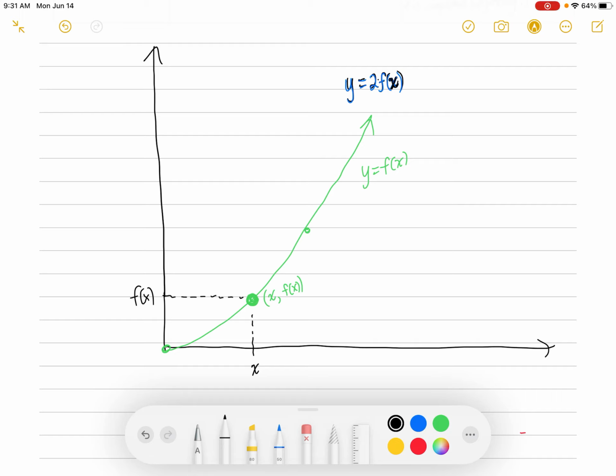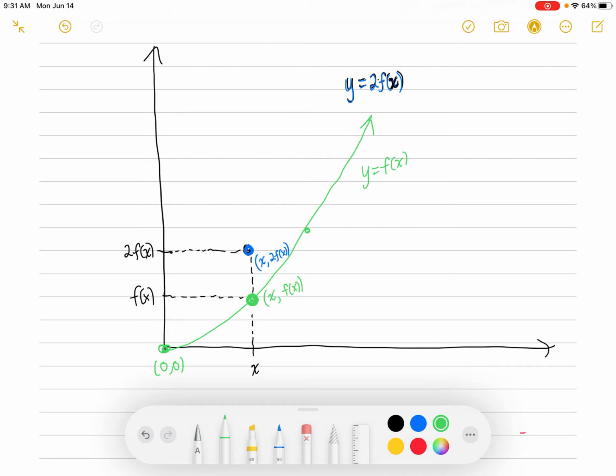So the input's still x, right? You still plug in x, but the output is now twice f of x, right? Our y value is now twice f of x. So if you doubled f of x, that would be like right here. This would be double f of x. So my input is x, my output is double f of x, 2 times f of x. So this would be my blue point right here. So I'll write it this way. The input is x, the output is 2 times f of x.